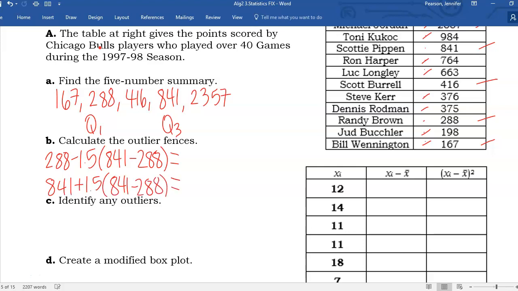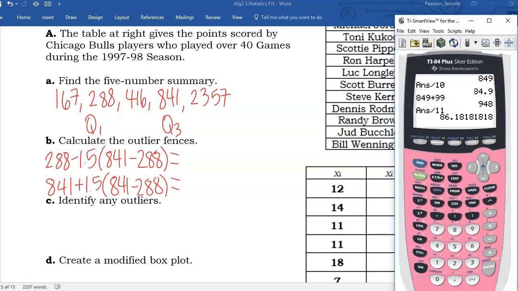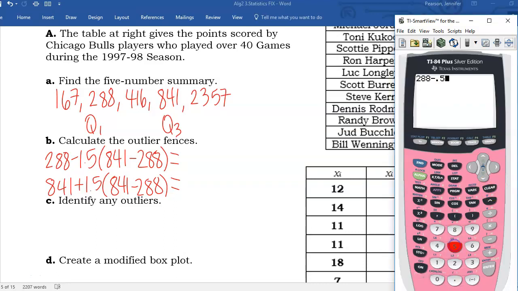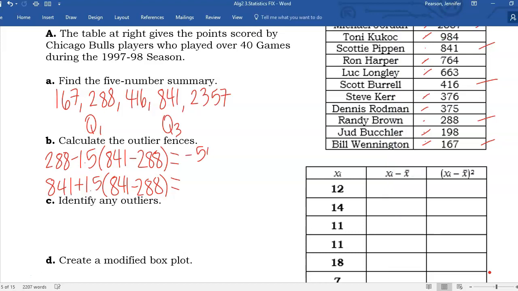So I'm going to go to my calculator and we will type 288 minus 1.5, sorry, I think tapping that email notification messed me up. Okay. Minus 1.5 times 841 minus 288. That looks good. My lower fence is negative 541.5.